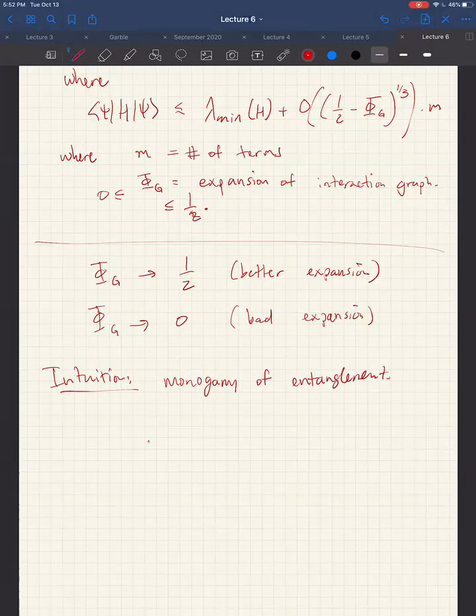Which says that if you have a bunch of particles, but they all have constraints on all of them, you can think of each of these constraints as saying, oh, we all want you to be maximally entangled with each other. But that's not possible. There's no entangled state that satisfies all of these constraints, and really they're just forced to be product states.